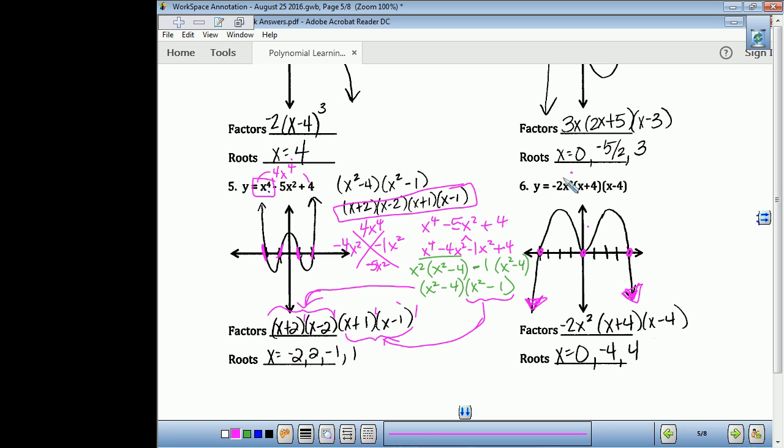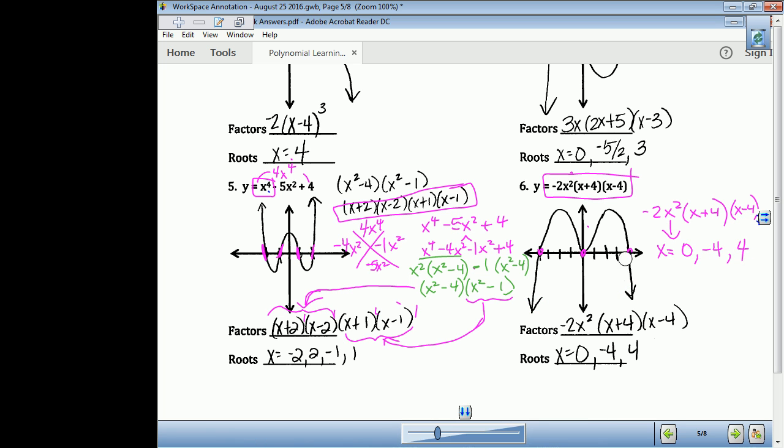All right. This one's already factored for us. We didn't even have to factor. So when we have this factored form, negative 2x squared, x plus 4, x minus 4. This first term, what can I plug into the first term here that would give me a 0? 0. What can I plug in here? Negative 4. What can I plug in here? Positive 4. So we would start plotting those. Negative 4, 0, positive 4.